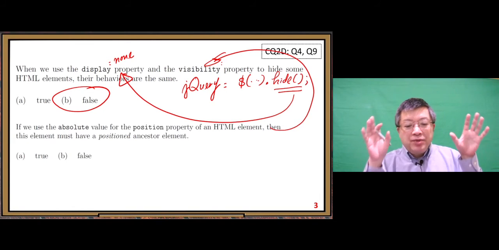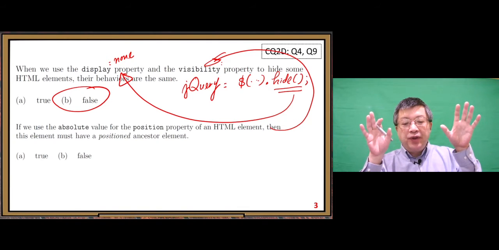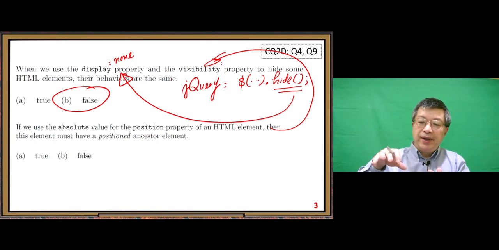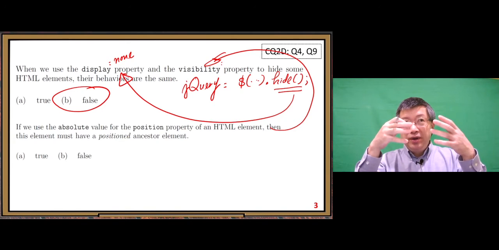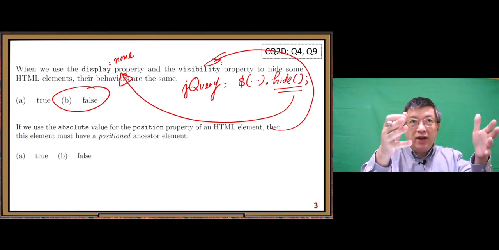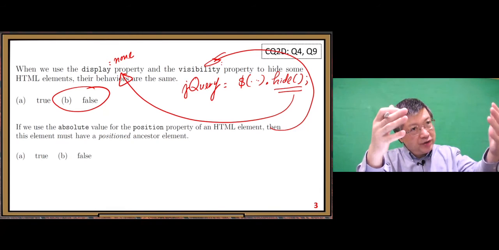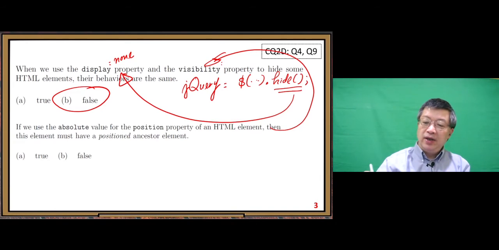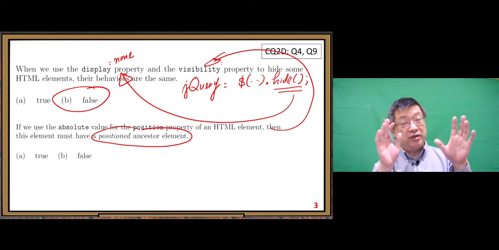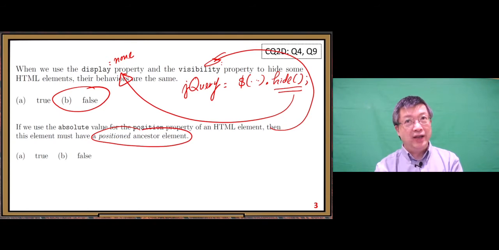If we use the absolute value for the position property, you need to have some reference element to base it on. That's why we need to find it. This element must have a positioned ancestor element. So we know the meaning of positioned, right?